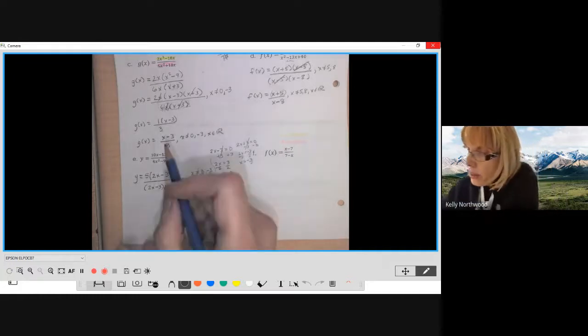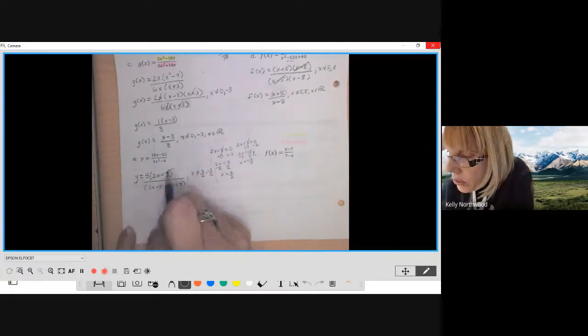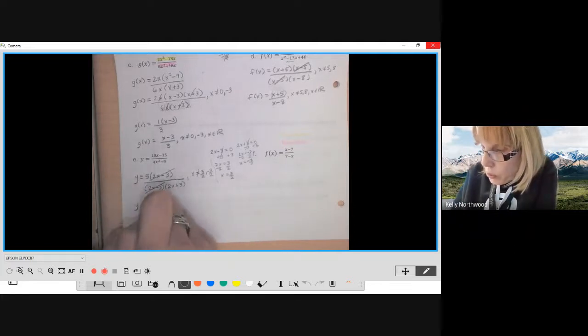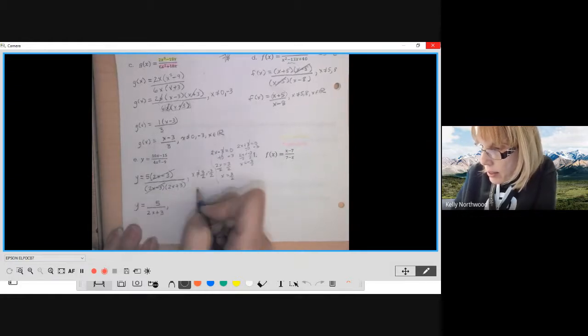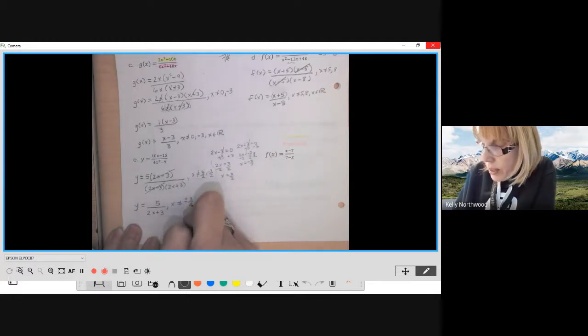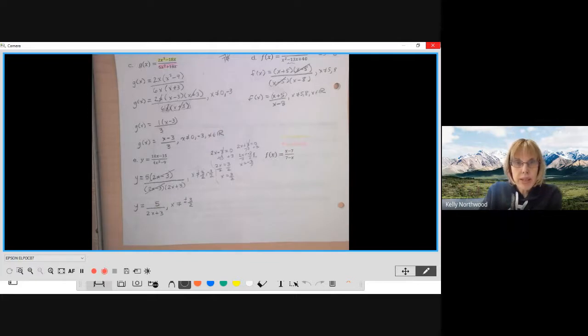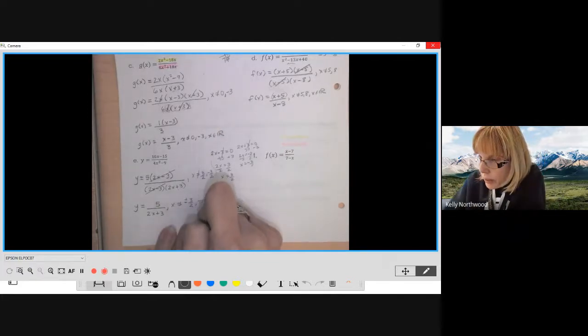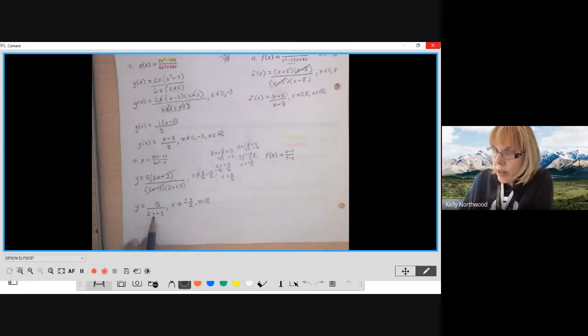So now you can divide out. 2x minus 3 divided by itself is 1. So you've simplified it to 5 over 2x plus 3, as long as x is not, and here's where you could write plus or minus 3 over 2. Instead of writing them out separately, you could say positive or negative 3 over 2, but it could be any other real number. So you've got your simplification along with your domain.